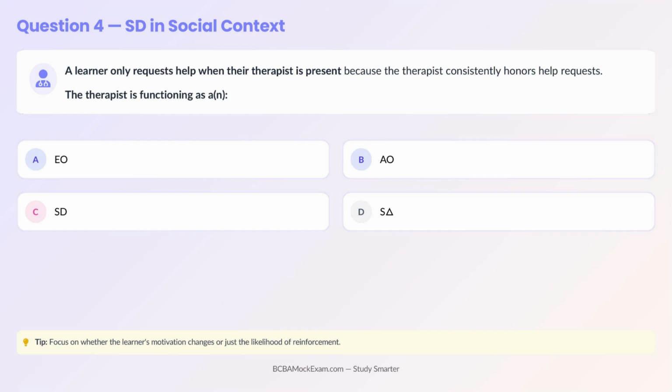Question 4. A learner only requests help when their therapist is present because the therapist consistently honors help requests. The therapist is functioning as a NA, EOB, AOC, SDDS. The question focuses on whether motivation changed or whether reinforcement predictability changed.